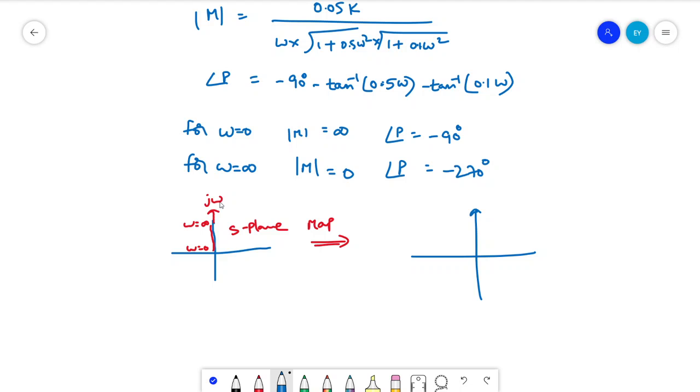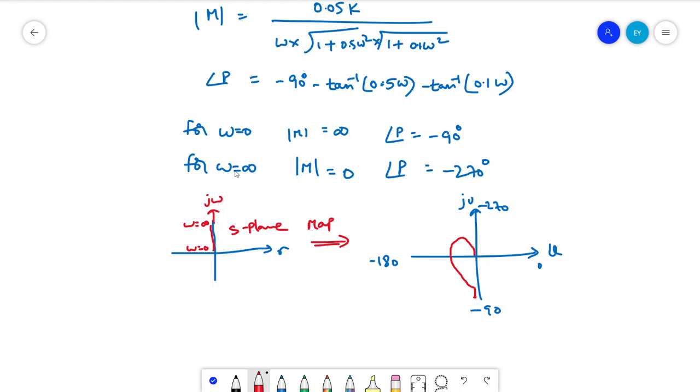Since it is j omega, I will take this as jV, and this as U. At omega equal to 0, you will be having minus 90. Minus 90 will be here: minus 90, 0, minus 90, minus 180, minus 270. So it will start somewhere here at omega equal to 0, and then travel this way, and the ending point is minus 270.